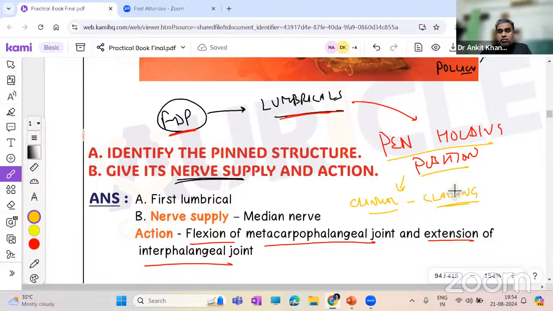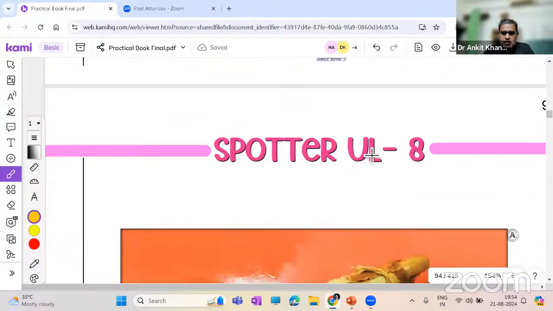So they might ask you what happens in clawing. Clawing is this. This action is clawing. Now, clawing is just the opposite of the action of lumbrical. So lumbrical, we have flexion of MCP and extension of IP. IP means interphalangeal. In clawing, there's extension of MCP and flexion of IP, just the opposite. So remember, clawing of hand is just the opposite of the action of lumbricals. Okay. Fair enough. Let us see the next one.